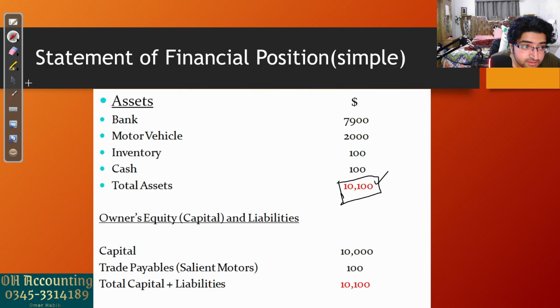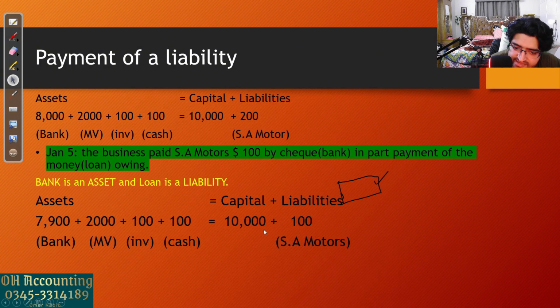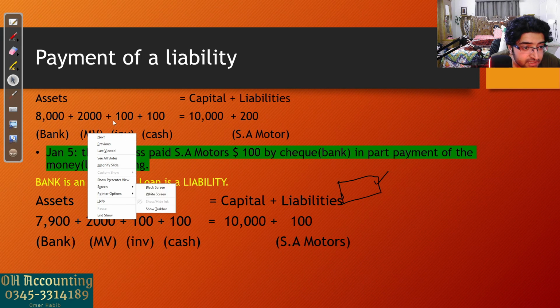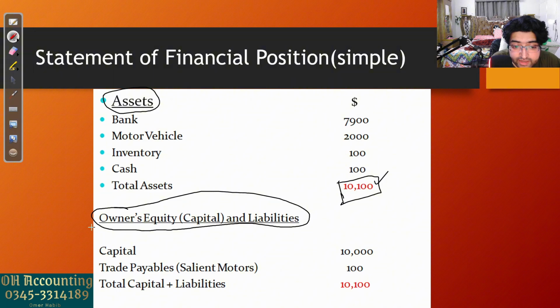Now moving on, let's go back and see the value of capital. The final value is 10,000. So I will come back to my SOFP and record the value of capital as 10,000. We have 2 headings in this. The first heading is assets, and the second heading is a combined heading of capital and liabilities. Why? Because SOFP represents the accounting equation.